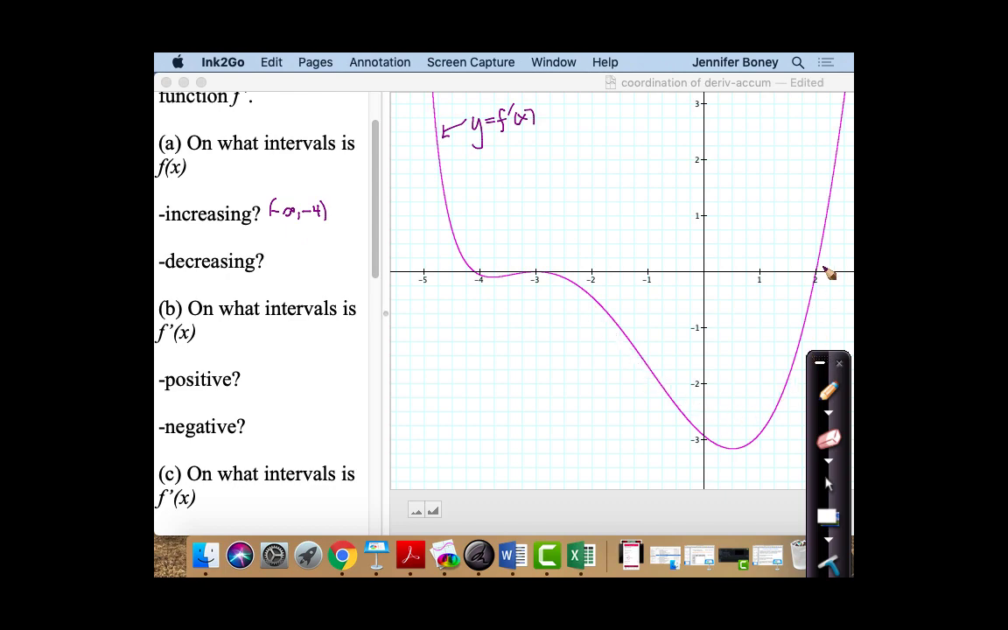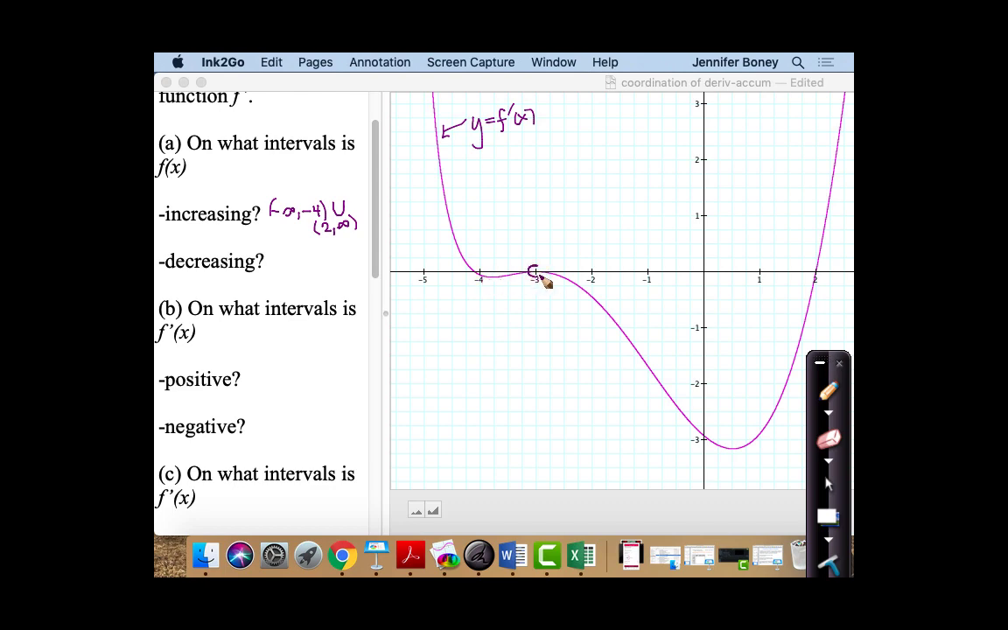And then not again until after 2, right? So from 2 onward, I've also got positive rate values, so therefore increasing accumulation. Now, decreasing is going to be the negative parts of this graph. F of x is decreasing when this rate graph is negative, so that's between -4 and -3.